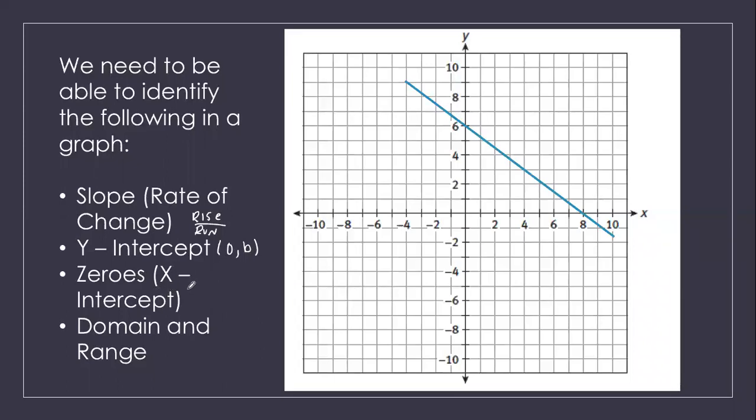This is where the graph crosses the x-axis. And at this point, your y value would be 0. So I'm going to put x, 0. This is the point where your y value is 0. And then, of course, domain and range. Domain are my x values and range are my y values.